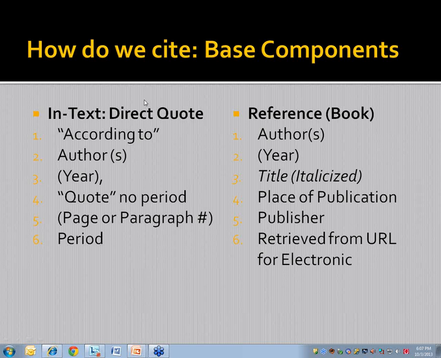So typically what I would say for a direct quote is to use "according to." That's very typical. Then you list the author or authors, and then you've got the year with a comma after it, and then you use quotation marks around the actual quote itself. There's no period at the end of that quote. That's typically something that students will miss, but the period goes after the parentheses. So after your last quotation mark, then in parentheses you will put your page or your paragraph number, and we'll talk about that a little bit.